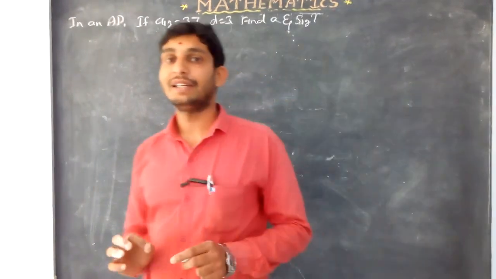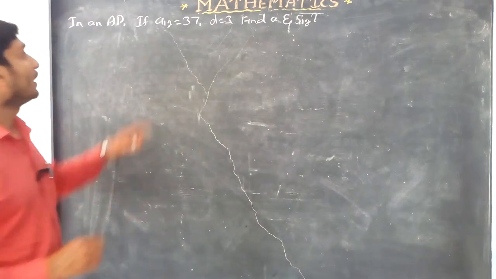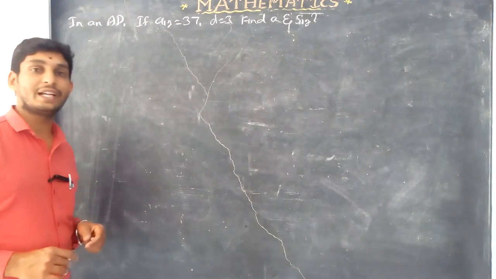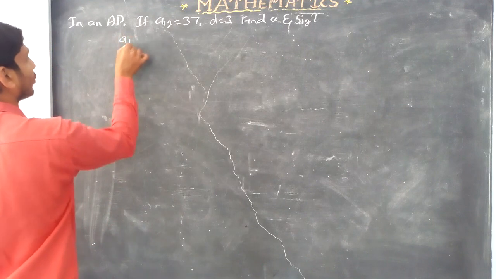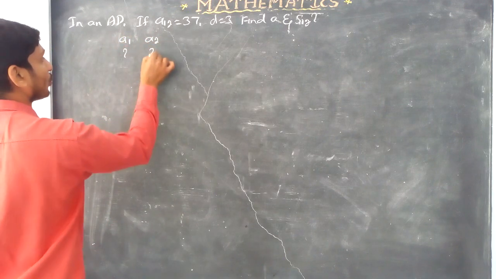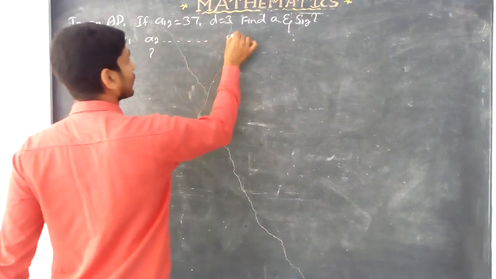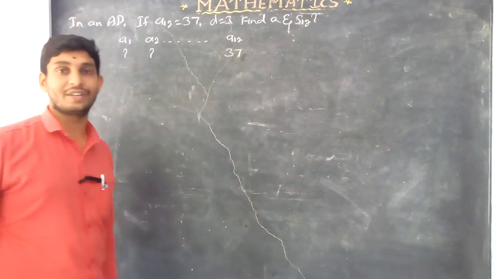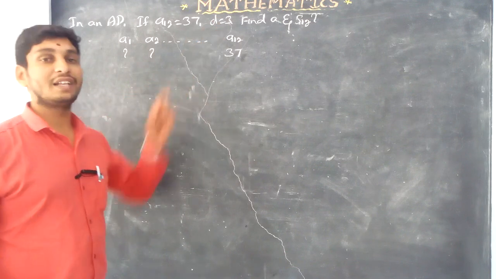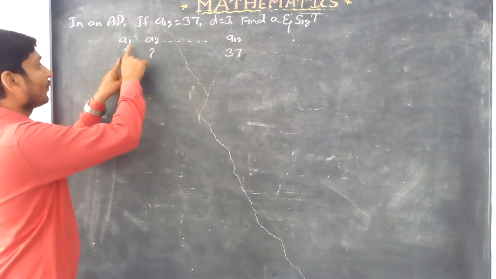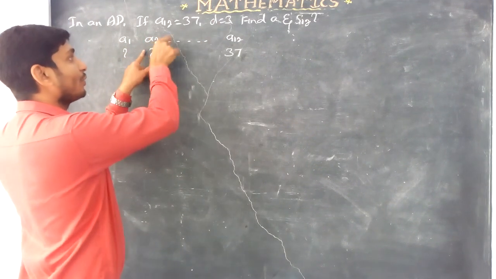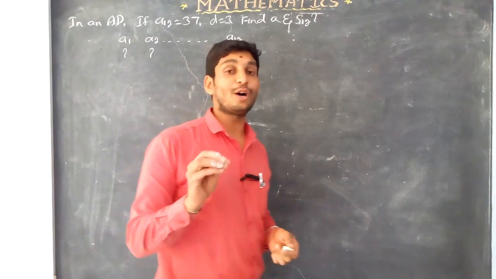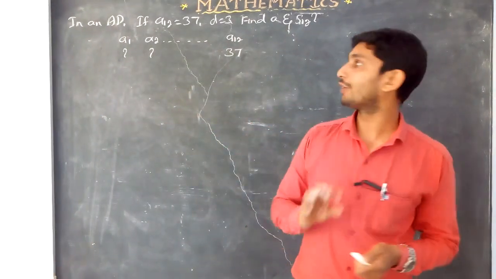ಮತ್ತೊಂದು ಏನಿದೆ ಅಲ್ಲಿ? AP ಇದೆ. In that AP, A12 is 37. A12 ಅಂದ್ರೆ ಏನು? ಫಸ್ಟ್ ಟರ್ಮ್ ಏನು ಅಂತ ಗೊತ್ತಿಲ್ಲ, ಸೆಕೆಂಡ್ ಟರ್ಮ್ ಏನು ಅಂತ ಗೊತ್ತಿಲ್ಲ. ಸಿಮಿಲರ್ಲಿ ಹೀಗೆ ಕಂಟಿನ್ಯೂ ಮಾಡ್ತಾ ಹೋದ್ರೆ 12th ಟರ್ಮ್ ಒಂದಿದೆ. ಆ 12th ಟರ್ಮ್ 37 ಅಂತೆ. ಹಾಗೆ D is 3 ಮೀನ್ಸ್ ಸೆಕೆಂಡ್ ಟರ್ಮ್ ಬೇಕು ಅಂದ್ರೆ ಫಸ್ಟ್ ಟರ್ಮ್ ಗೆ 3 ಆಡ್ ಮಾಡಬೇಕು, ಥರ್ಡ್ ಟರ್ಮ್ ಬೇಕು ಅಂದ್ರೆ ಸೆಕೆಂಡ್ ಟರ್ಮ್ ಗೆ 3 ಆಡ್ ಮಾಡಬೇಕು. ಕಾಮನ್ ಡಿಫರೆನ್ಸ್ ಇಸ್ ಗಿವನ್.